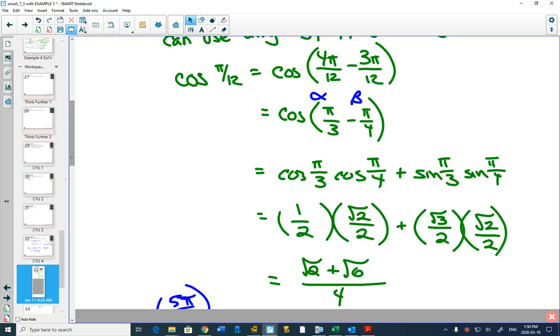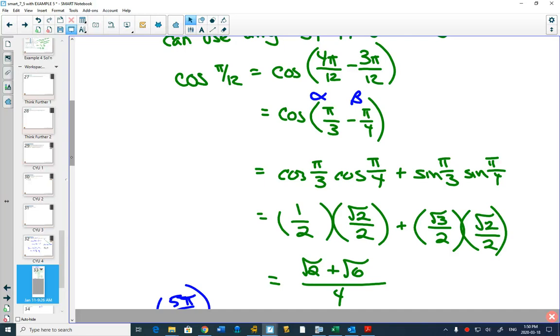Something neat happens with the pi over 12 families, whether it's the 5 pi over 12 family or the pi over 12 family: you will always get a root 2, a root 6, and a 4. But sometimes the root 2 will be negative. Sometimes the root 6 will be negative. Sometimes they'll both be negative. Sometimes, like this one, they're both positive.